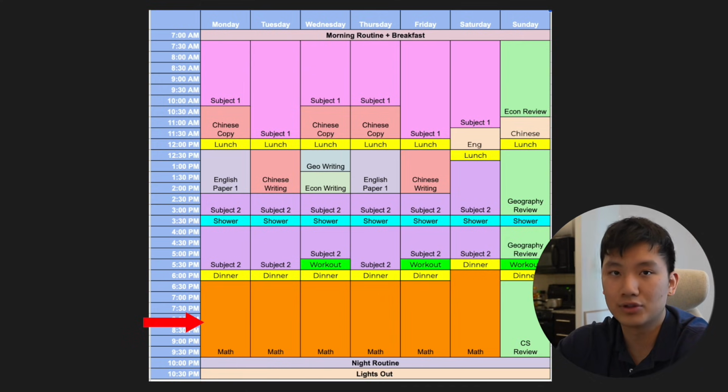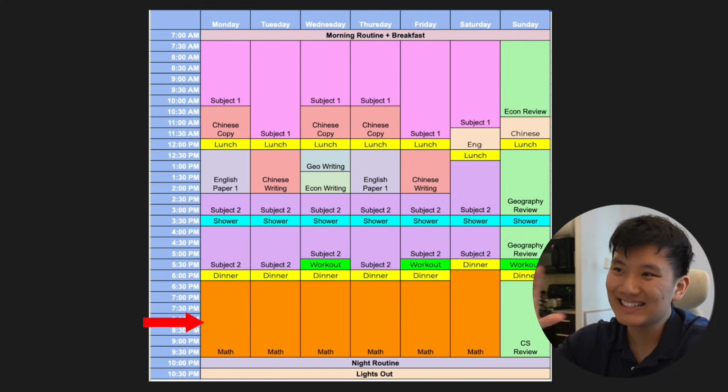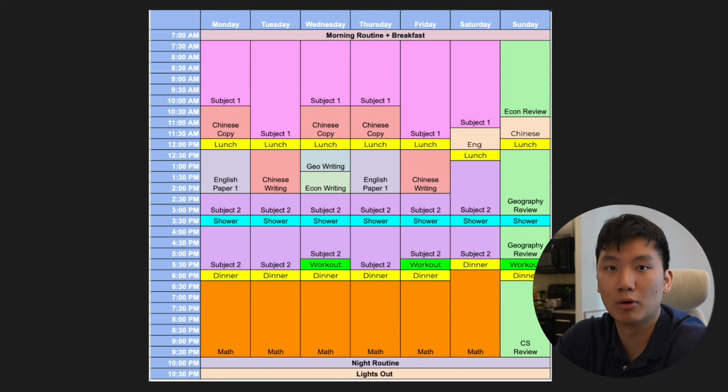After dinner, you do math until your bedtime. The reason I leave math for last is because it is the most mentally draining task that requires the most critical thinking.